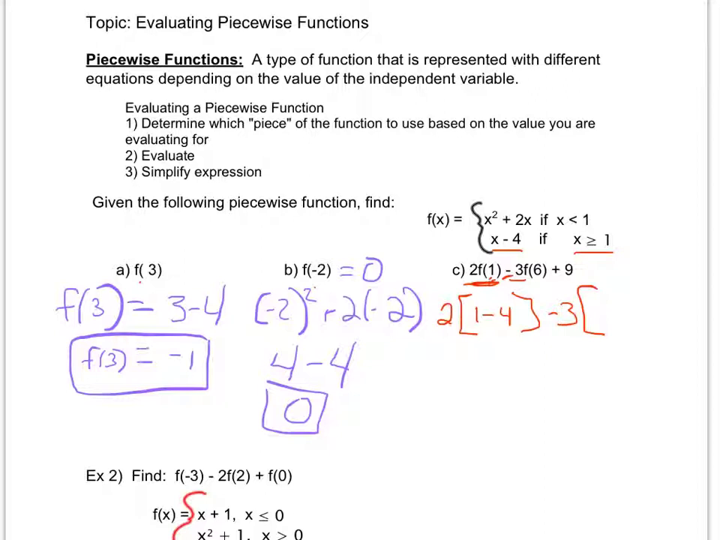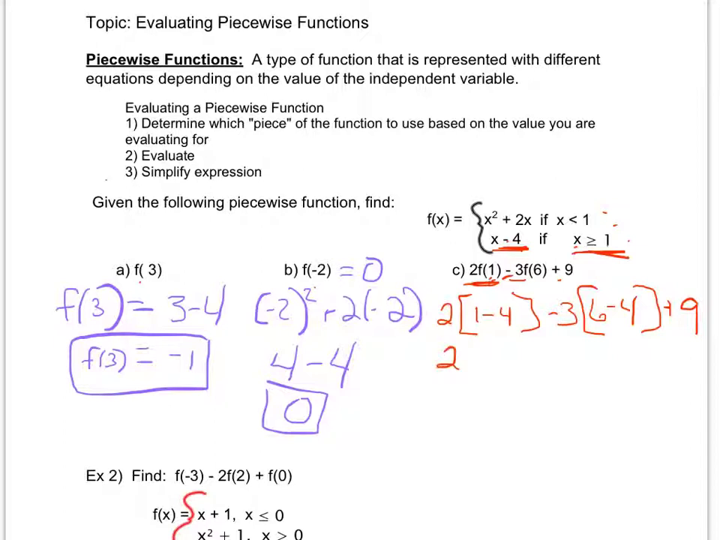How do I find f of 6? I go to my piecewise function and I choose my piece. Notice I'm going to choose the bottom piece again since 6 is greater than or equal to 1. I'm going to plug 6 into my bottom piece, 6 minus 4. And then I'm going to drop my plus 9. So now I'm going to go ahead and simplify my expression.